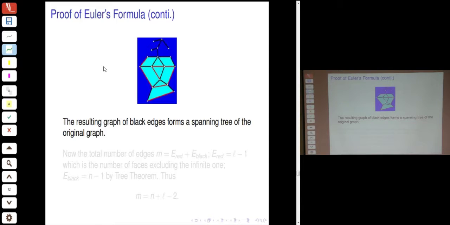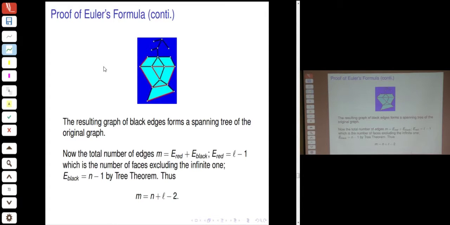So the resulting graph of the black edges, the red are the ones you remove, or you think of the water coming in. The unbreached dikes are the black ones. So they form a spanning tree of the original graph. Just believe this.